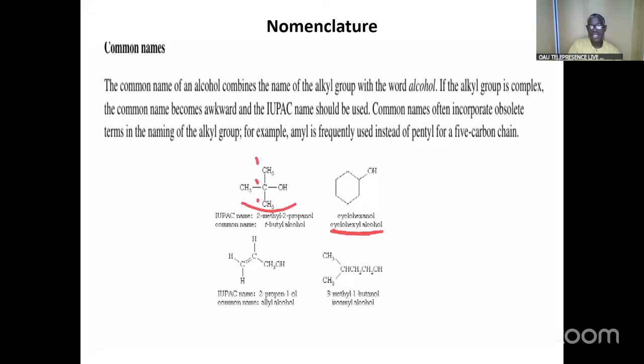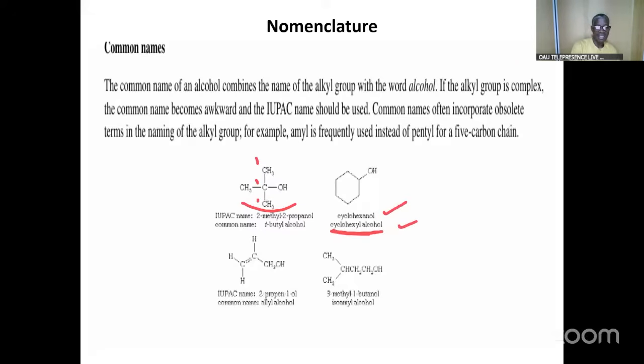It is known as cyclohexanol. That's the IUPAC name: cyclohexanol, or if you like, cyclohexan-1-ol. The common name can also be cyclohexyl alcohol. If you say that as a common name, it is correct. But for the IUPAC name, it is either cyclohexan-1-ol or cyclohexanol.